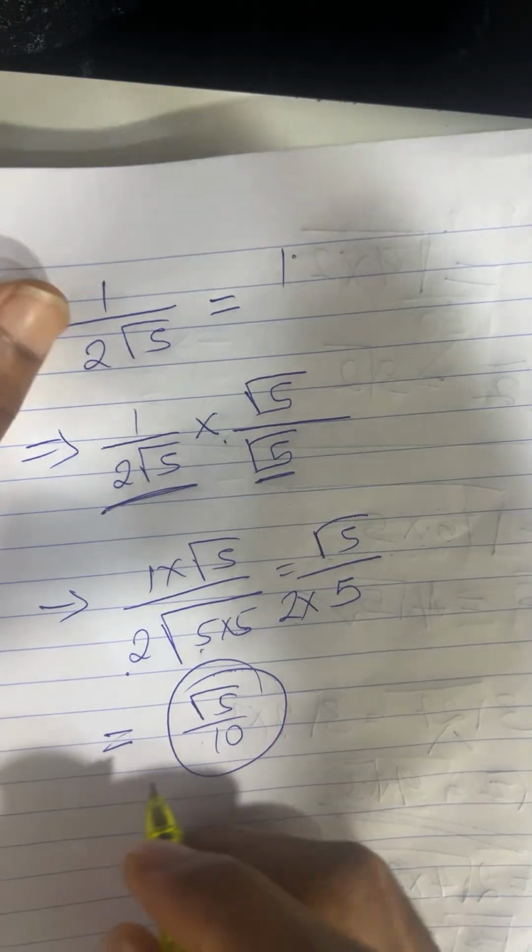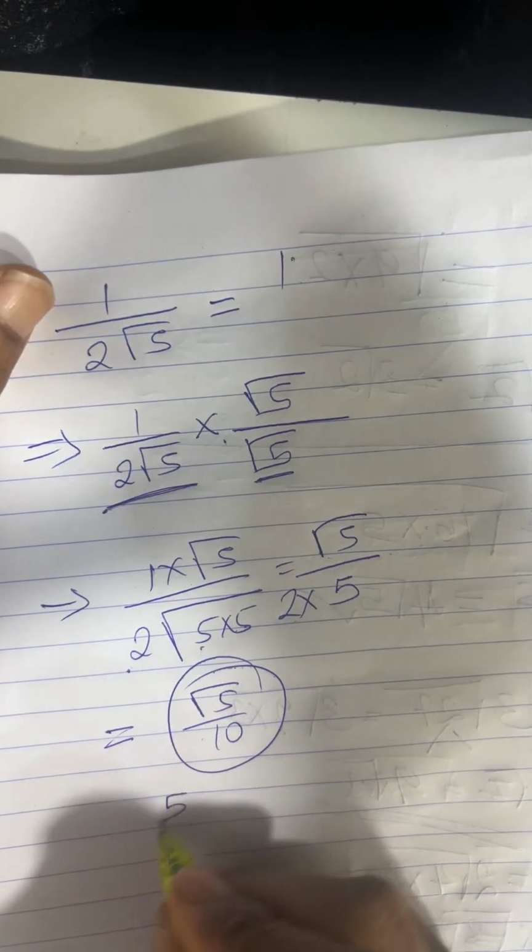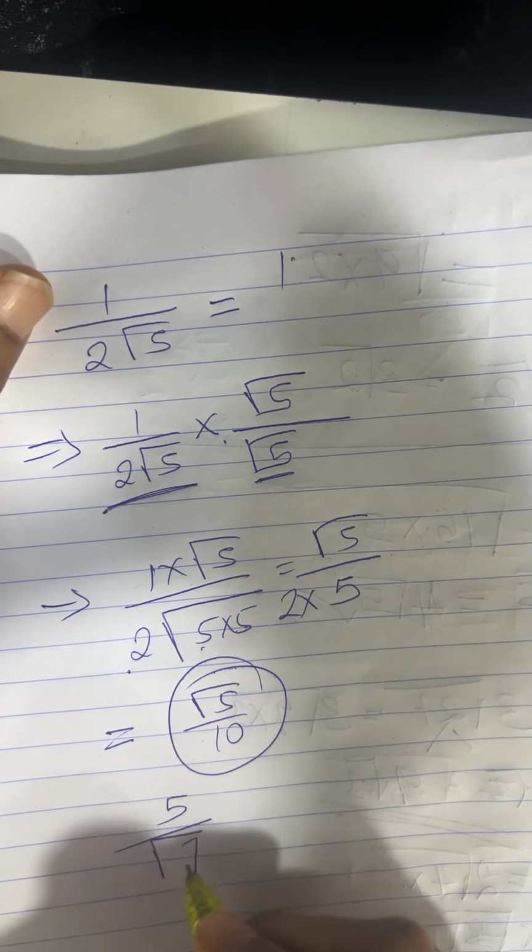So you have it as, let's look at this one again. We have 5 over root 7.